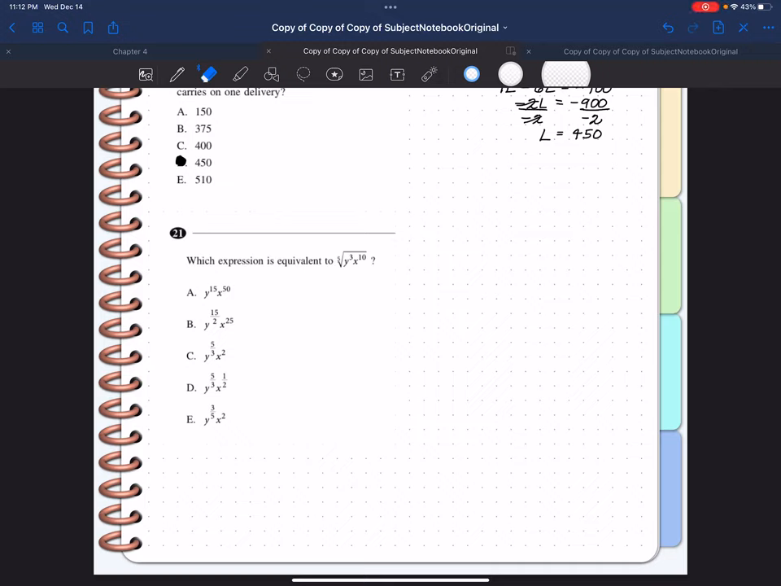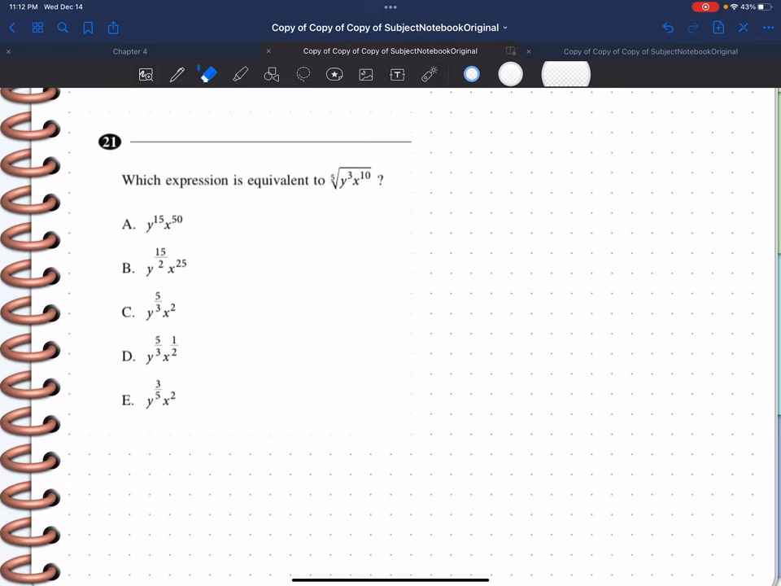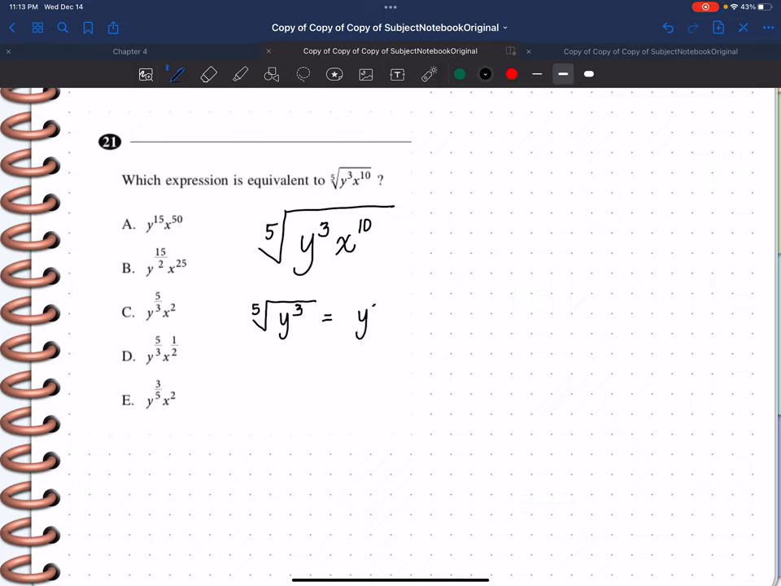Number 21. Which expression is equivalent to this one? So we have the fifth root of y to the third x to the 10th. The fifth root of y to the third is the same thing as saying y to the third raised to the power of 1/5.